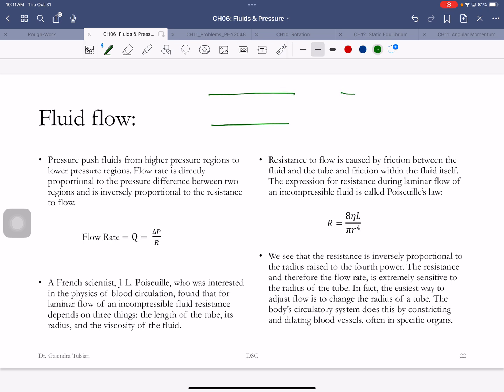So here's a pipe. I want to make fluid flow in this pipe. So you learned that you have to have a high pressure here and a low pressure here to make the fluid flow.